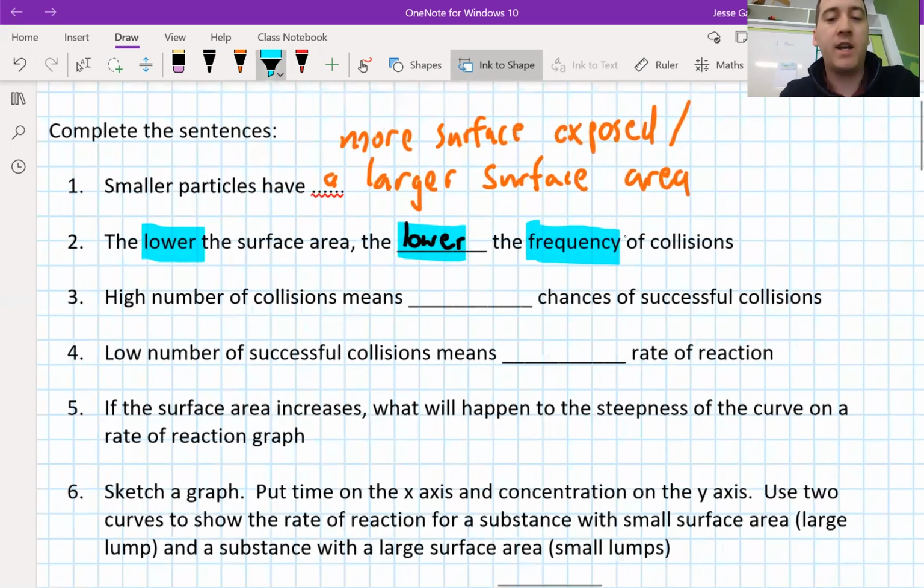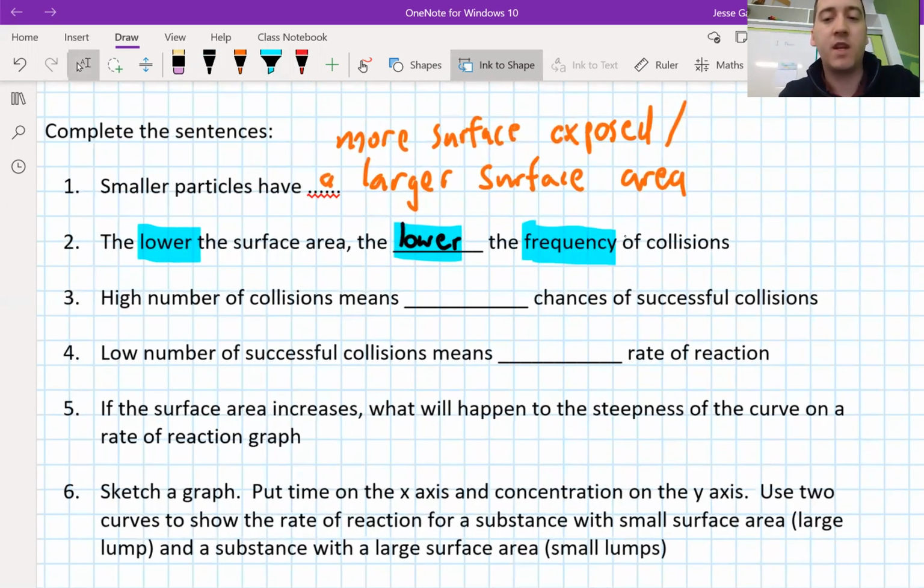What about this one? High number of collisions means something chances of successful collisions. So if there's a lot of collisions, is there more chance or less chance of successful collisions? If you haven't written more or less, pause the video and fix it now. Or higher or lower is also okay. Pause the video and make sure you've got something like that done.